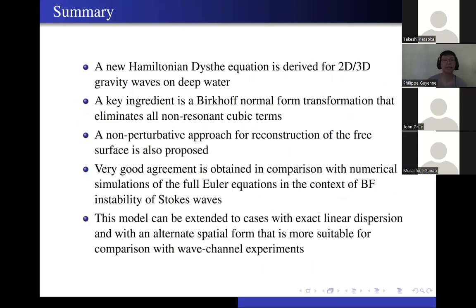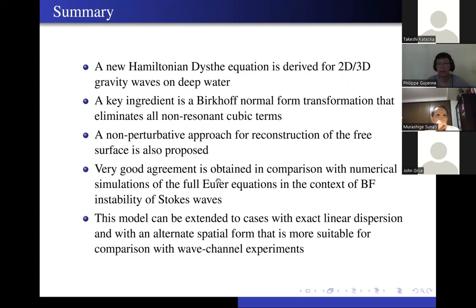So this is the summary. A new Hamiltonian Dysthe equation is derived for both 2D and 3D gravity waves on deep water. So a key ingredient here is the Birkhoff normal form transformation that eliminates all the non-resonant cubic terms from the problem. You get two things with one calculation, if I may say like that. You eliminate all the cubic terms, but also this provides a non-perturbative reconstruction of the free surface, given the wave envelope.